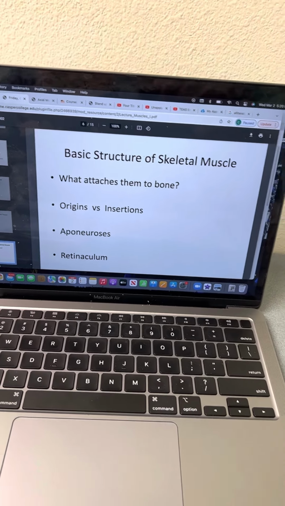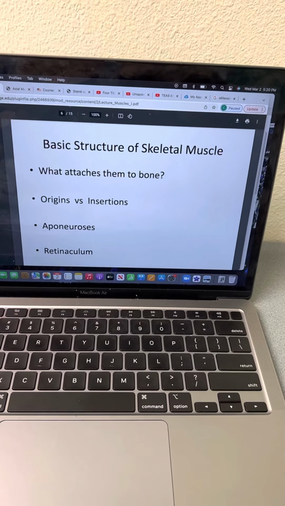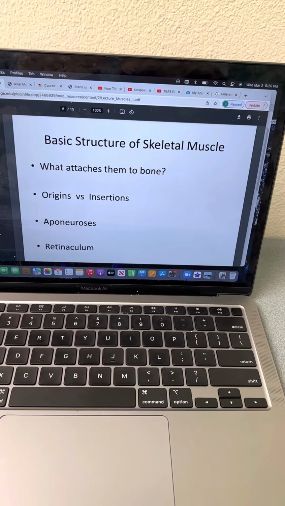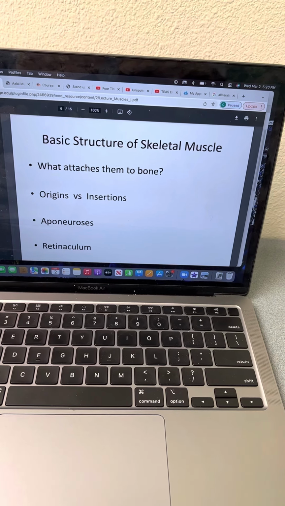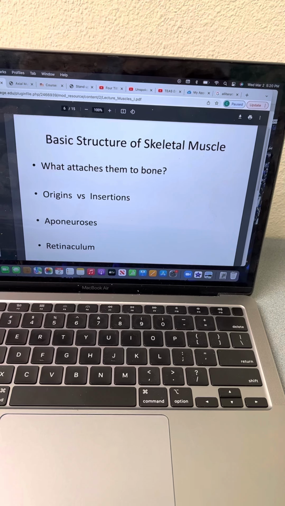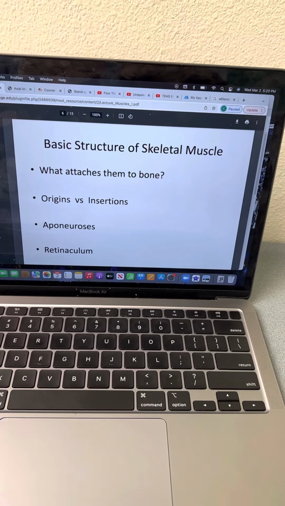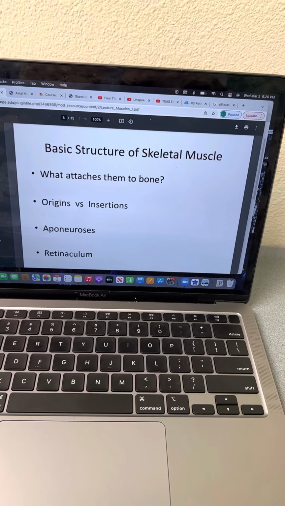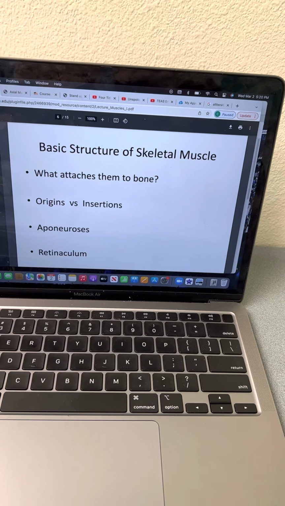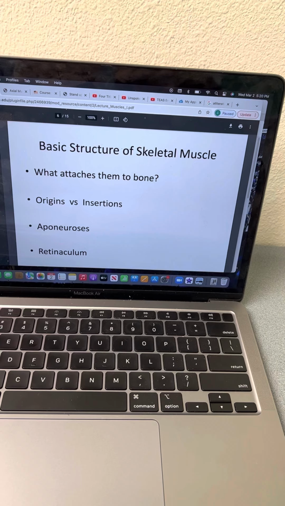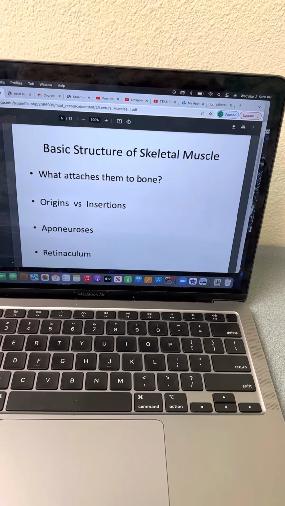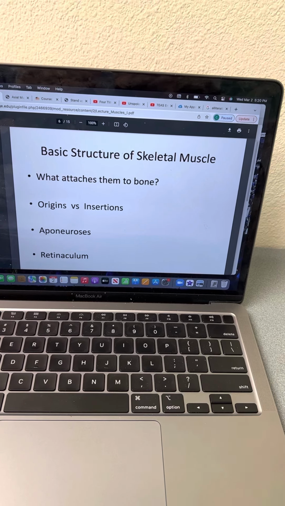What are basic structures of the skeletal system? What attaches them to the bone? Origin is a proximal attachment versus insertion, which is a distal attachment. Aponeurosis is a tendon between two muscles. Those muscles are the galea aponeurotica and the rectus sheath. Retinaculum is found in the wrist.